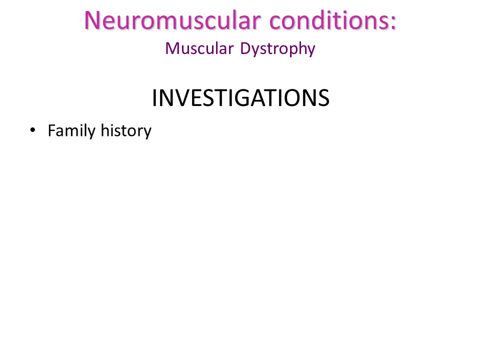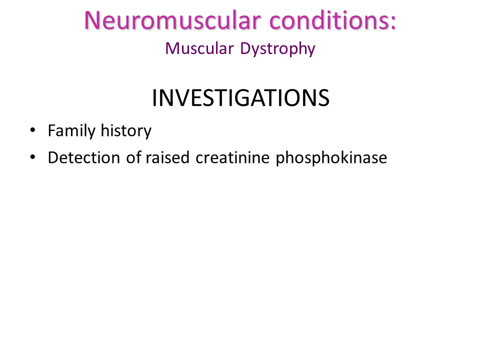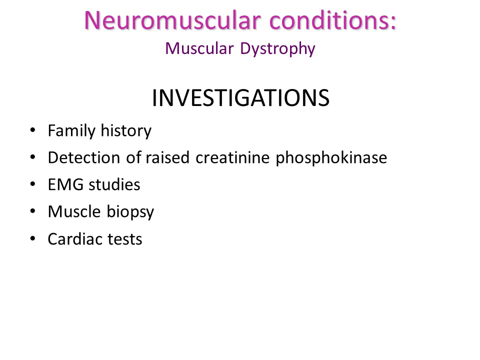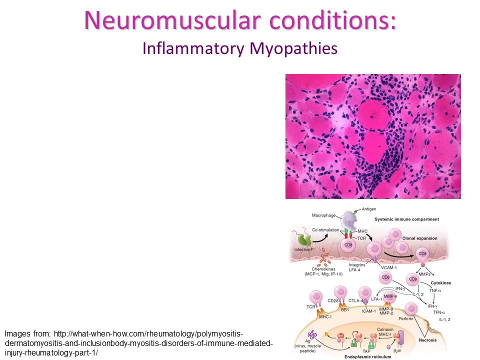So the investigations that are important for muscular dystrophy are the family history, to look at the type of inheritance, and also what's commonly seen is raised creatine phosphokinase, or creatine kinase, which is a marker of muscle damage in the blood. EMG studies can be important, and also muscle biopsy to see exactly what's going on in the muscle tissue, and also cardiac tests. And genetic tests are available for some of the genetic types.